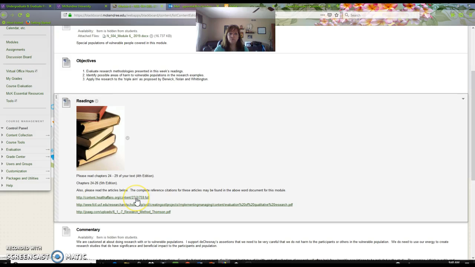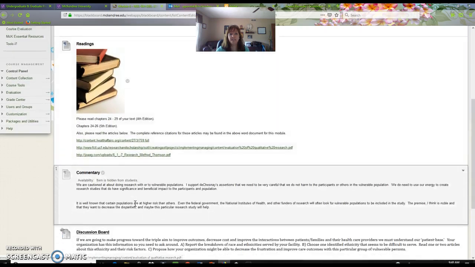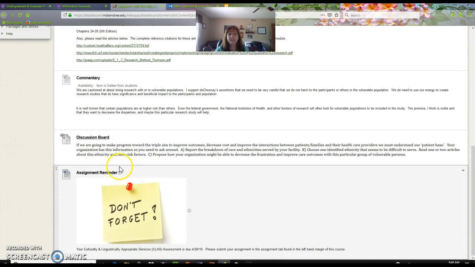You're also going to read these 3 articles, and then there's a discussion board specific to the triple aim. You're going to look at your institution, look at the breakdown of race and ethnicity served by your facility, choose one identified ethnicity that seems to be difficult to serve, and read 1 or 2 articles about this ethnicity and the risk factors. Then propose how your organization might be able to decrease the frustration and improve care outcomes with this particular group of vulnerable persons.